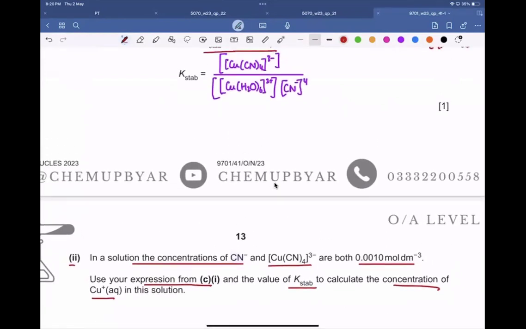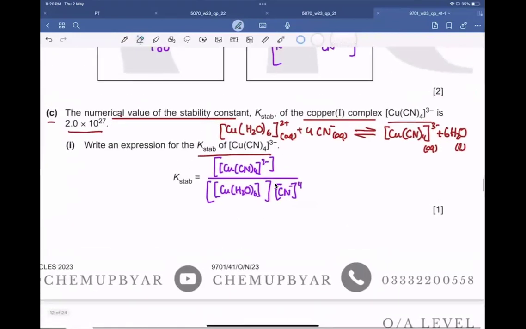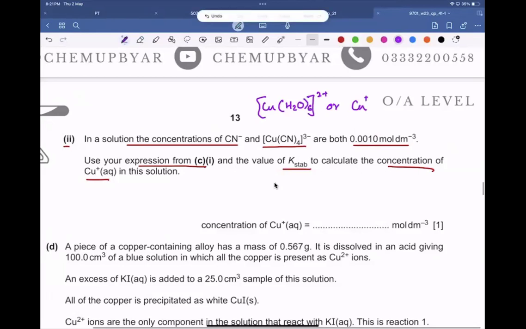So the concentration of copper plus one. There is one important thing over here that I have missed. See, it's a copper 1 complex, right? So it's not going to be copper 2 plus, it's going to be copper plus 1. And in the same way here, it is going to be copper plus 1. So remember that whether you write Cu(H2O)6 2+, let's suppose, or Cu+, both are the same thing. They ask you to find the concentration of copper.